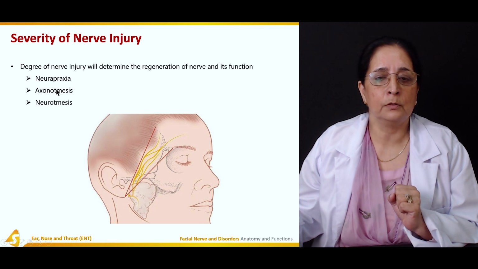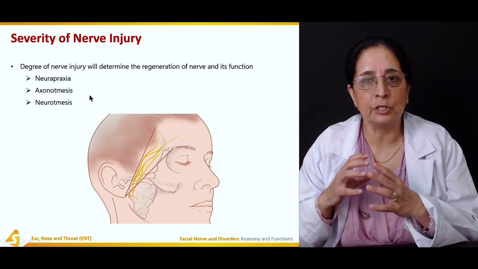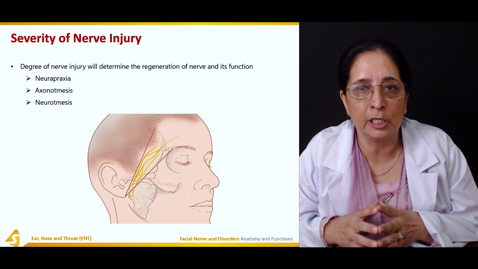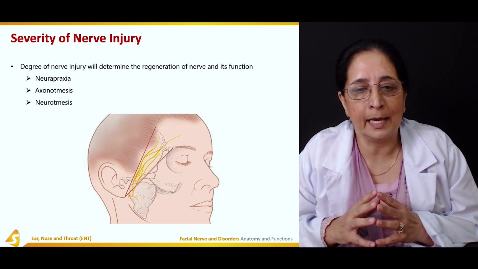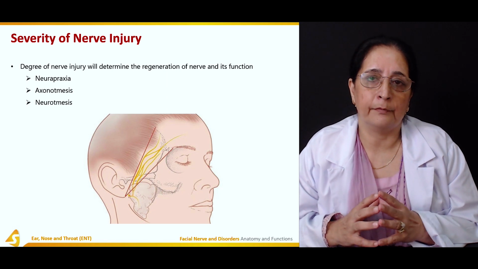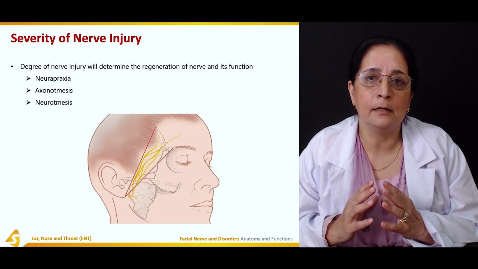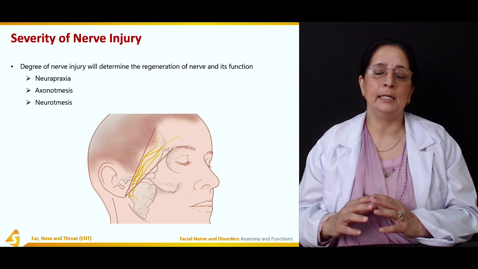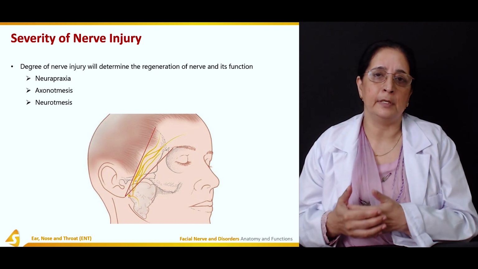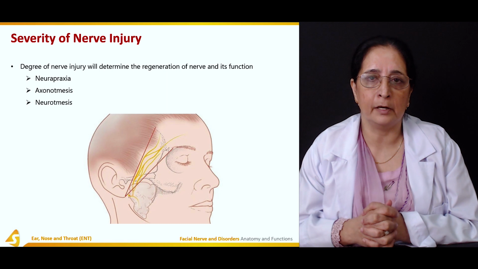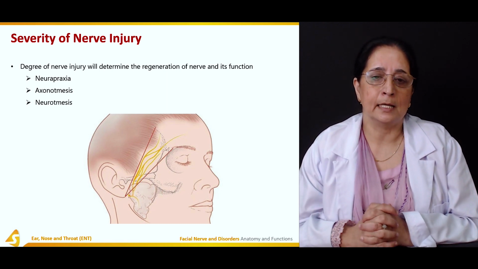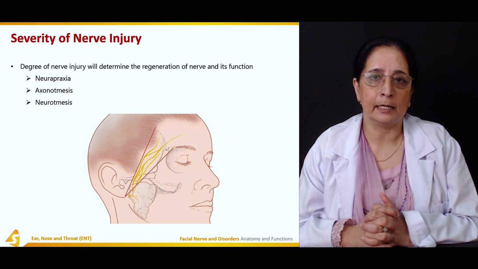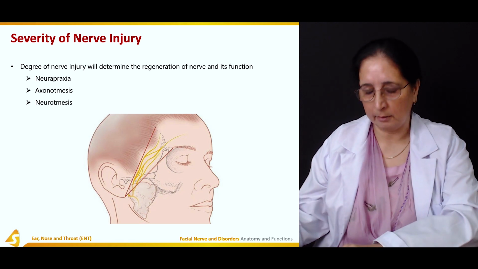In axonotmesis, as the name shows, axons and myelin sheath both are affected, and in neurotmesis, the nerves are affected along with their nerve sheath. The signs and symptoms depend on the severity of injury, and it can cause weakness, numbness, and tingling, which can be caused by any nerve injury.